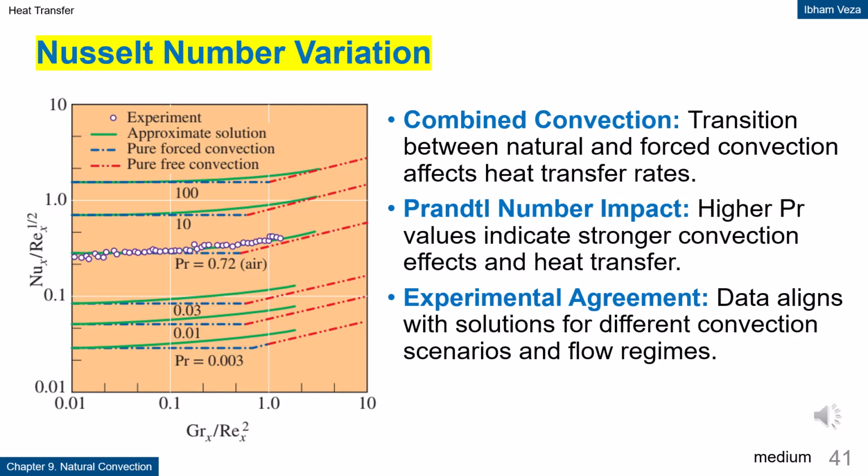Nusselt number variation. Heat transfer can lie in the transition between natural and forced convection. The Prandtl number affects the strength of convection effects on temperature distribution. Experimental data show good agreement with theoretical solutions in different flow regimes. Variations in the Nusselt number reflect changes in the dominant heat transfer mechanism. Such graphs are used to select appropriate models in engineering calculations.